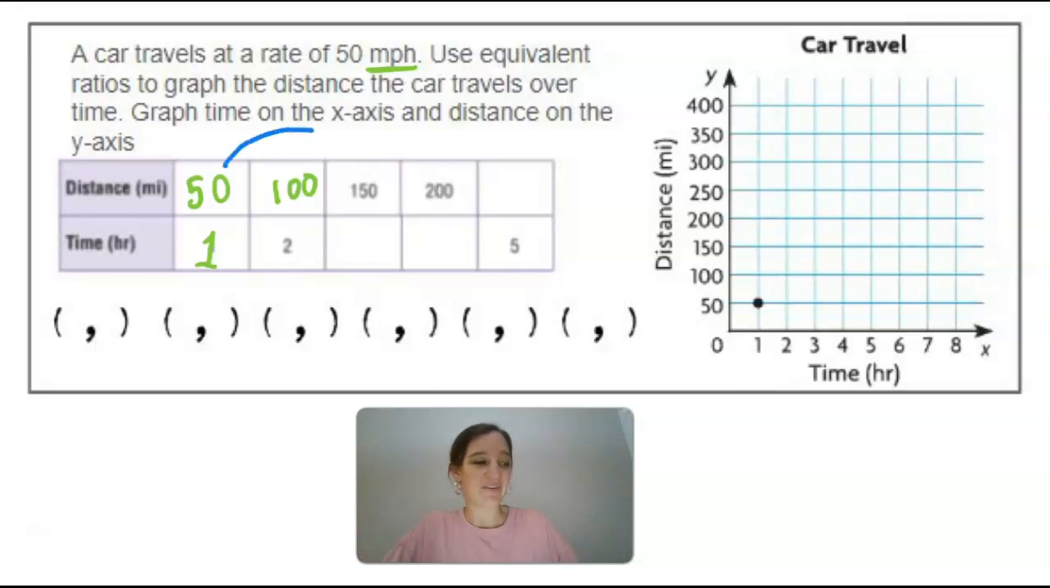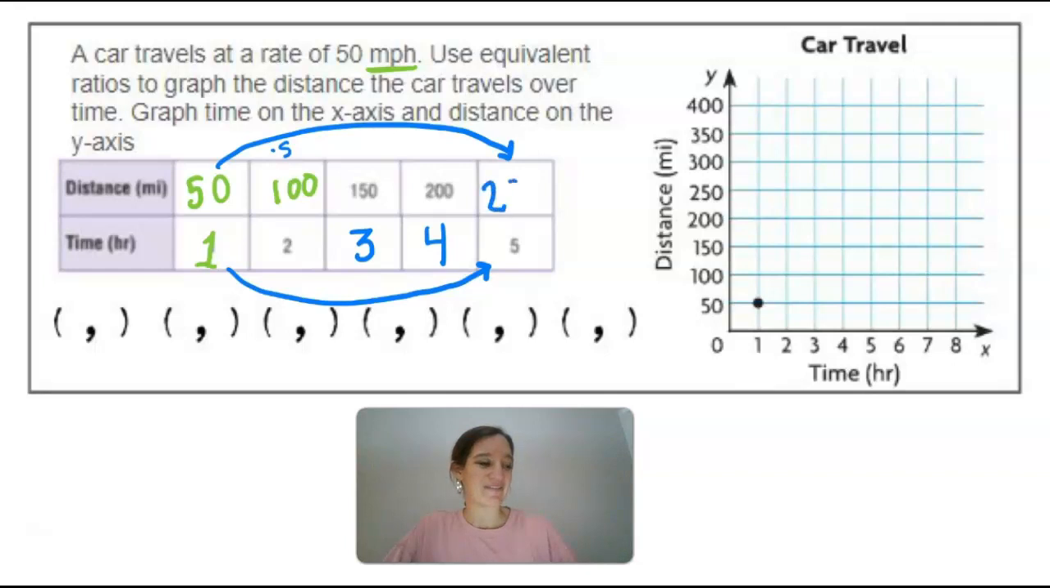How can I go from 50 to 150? Times by 3. So let's times by 3 right here, and we'll get 3. Then we can look and see that we have 200, which would be times by 4. And then there's a times by 5. 1 times 5 is 5. So let's do the same thing up on top. 50 times 5 is 250.